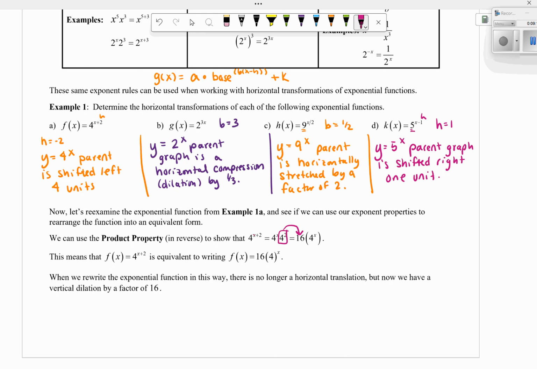So that means that f of x equals 4 to the x plus 2 is equivalent to writing f of x equals 16 times 4 to the power of x. So if you were to graph these, you'd get the exact same graph. So when we rewrite the exponential function this way, there's no longer a horizontal translation, but now we have a vertical dilation by a factor of 16. So that would be a vertical stretch by a factor of 16.